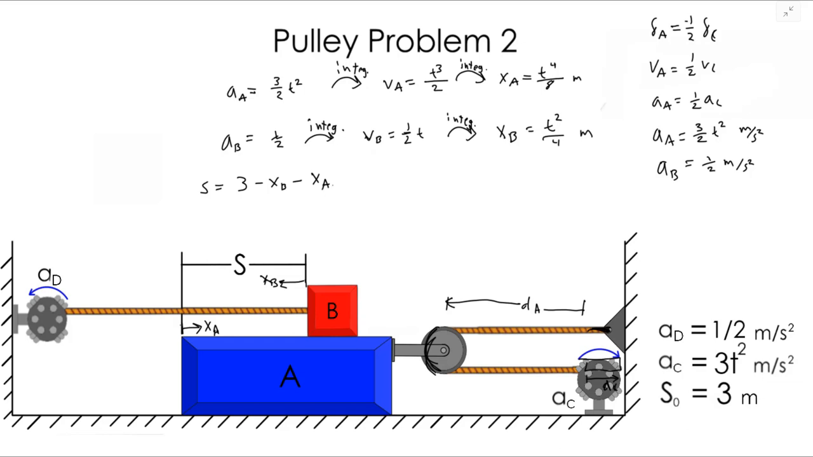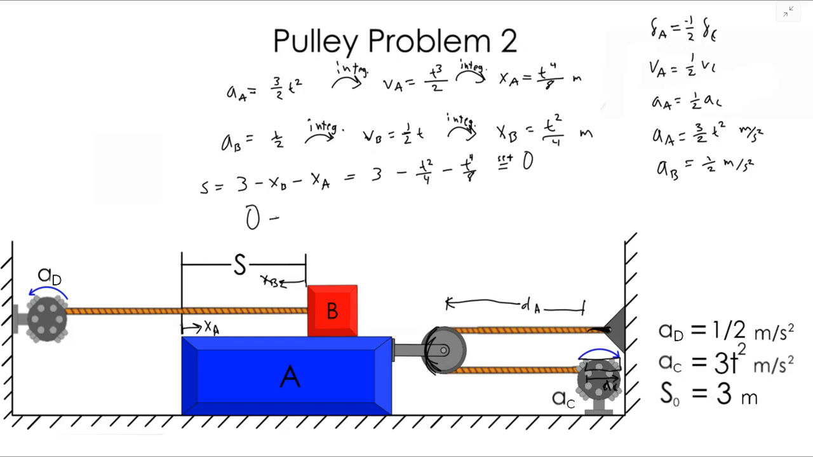So this would be 3 minus t squared over 4 minus t to the 4th over 8. And then we're going to set it equal to 0. We're setting it equal to 0 because it's going to be right as it's falling off. So that's going to give us our time in the end.